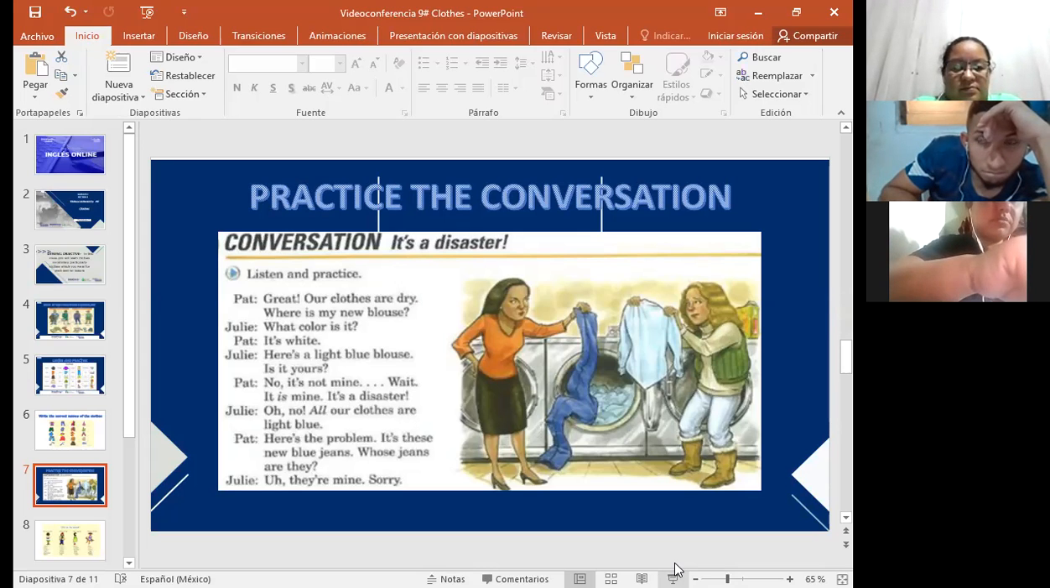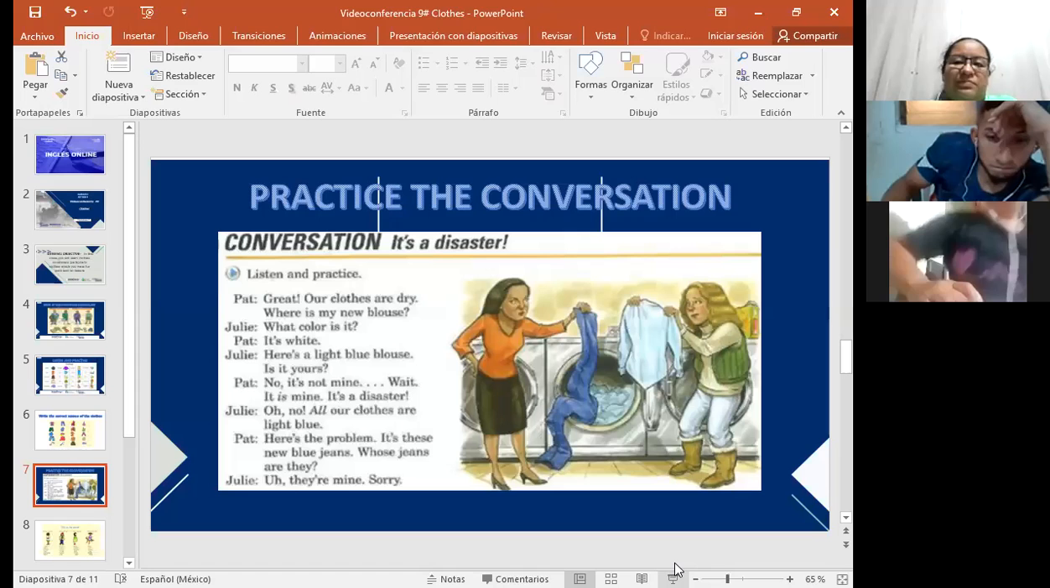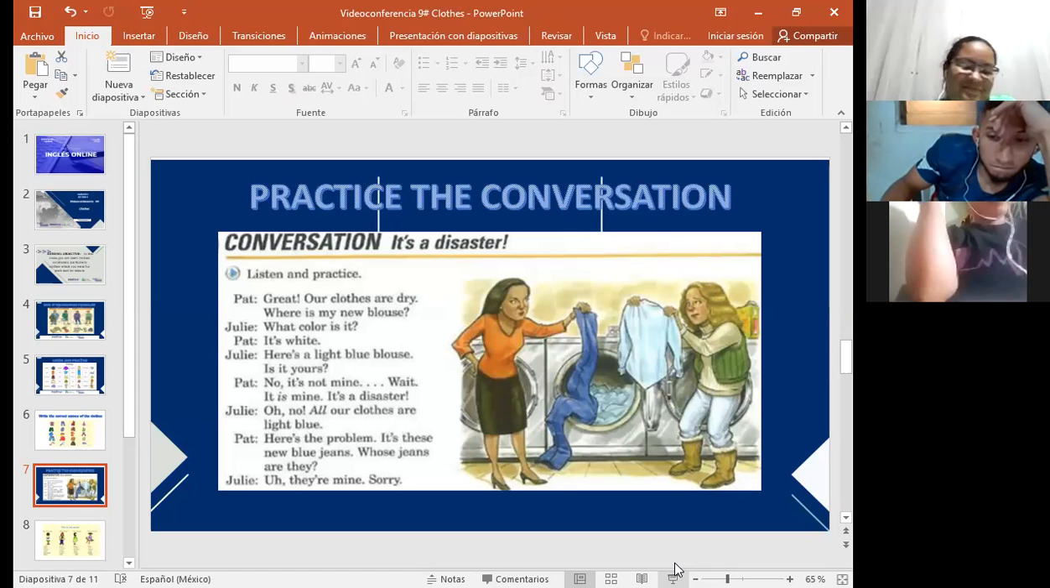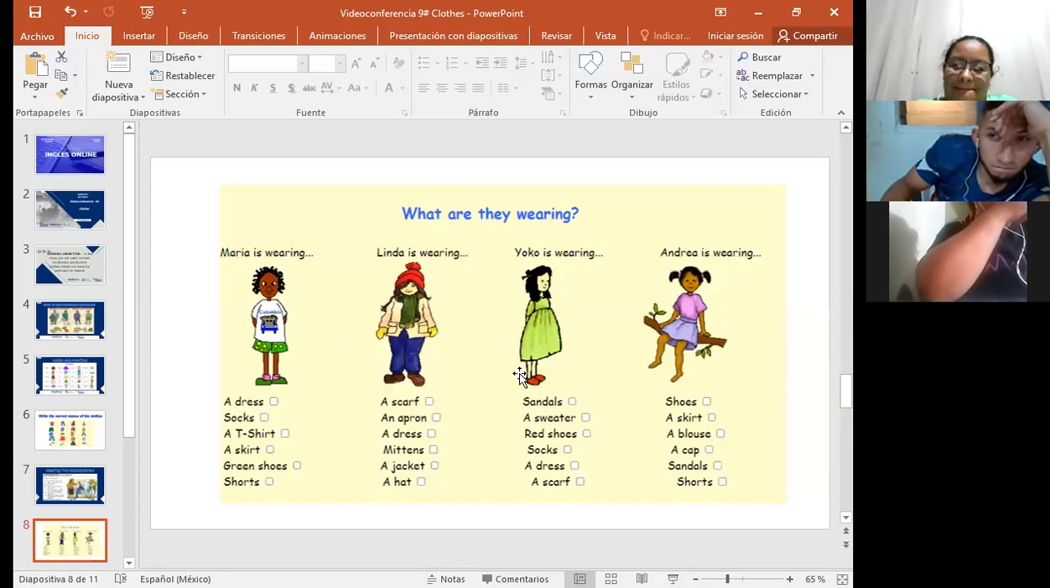Aquí es el problema. It's this new blue jeans. Estos son unos pantalones nuevos azules. ¿De quién son estos jeans? Whose jeans are they? Y le dice Julie, oh, son míos, lo siento. Entonces al final, pues Julie tuvo la culpa porque metió un jeans azul y ese destiñó todos los colores. That was the problem about that.